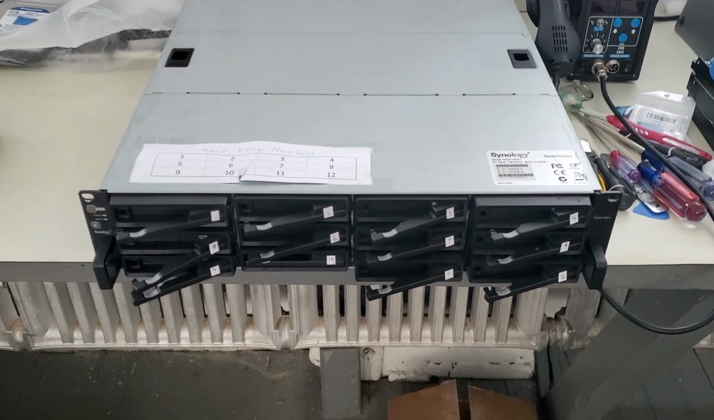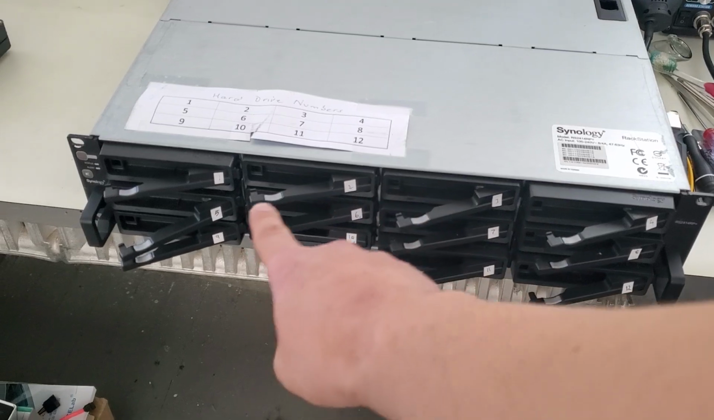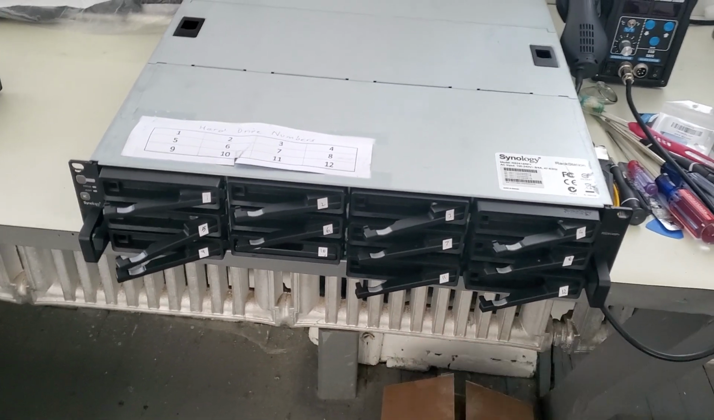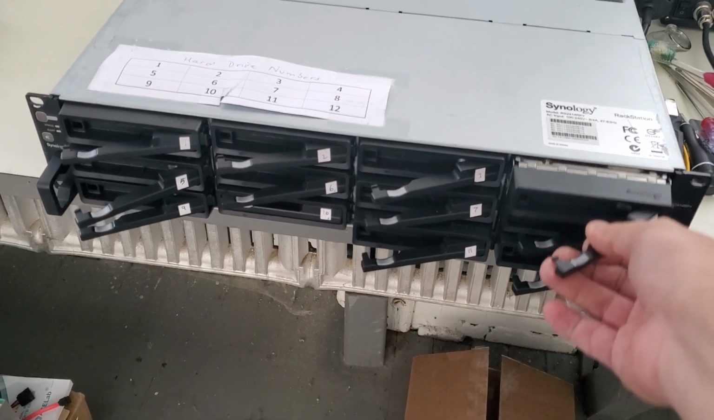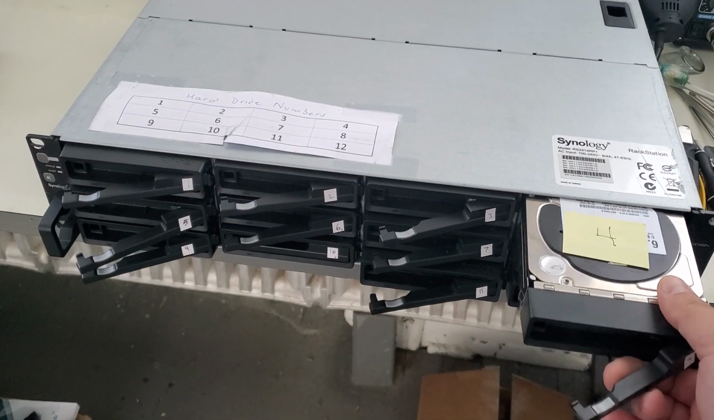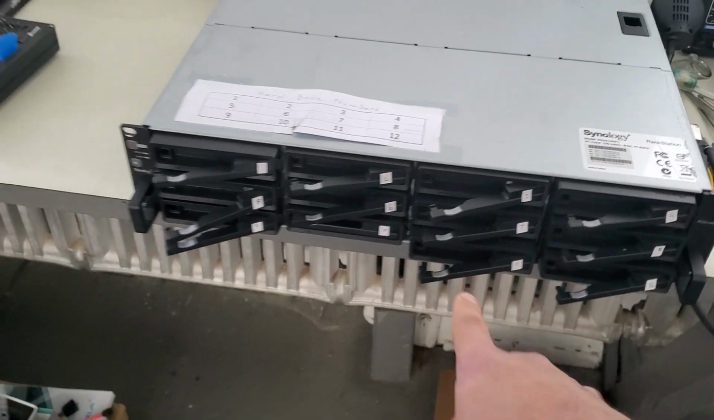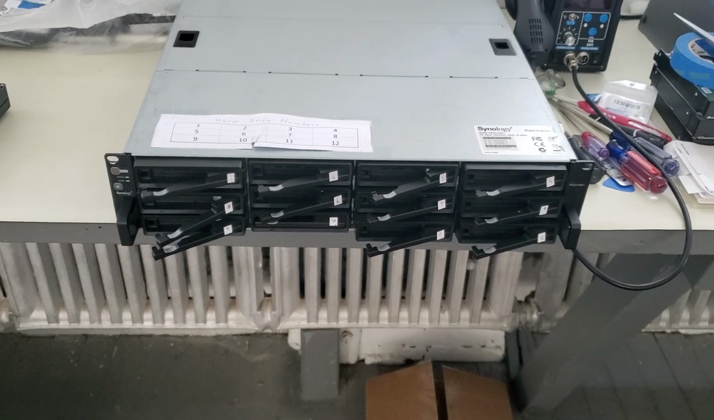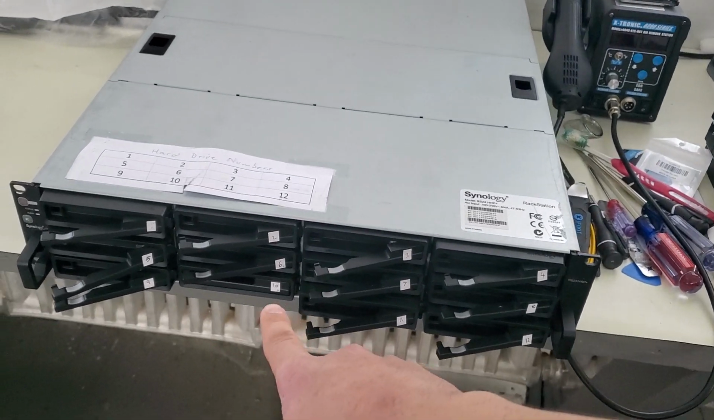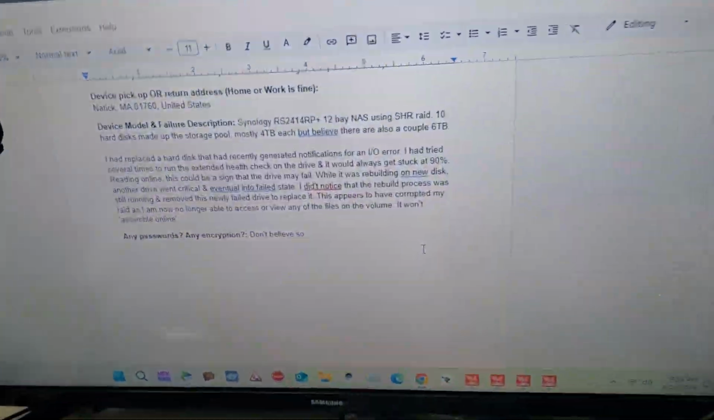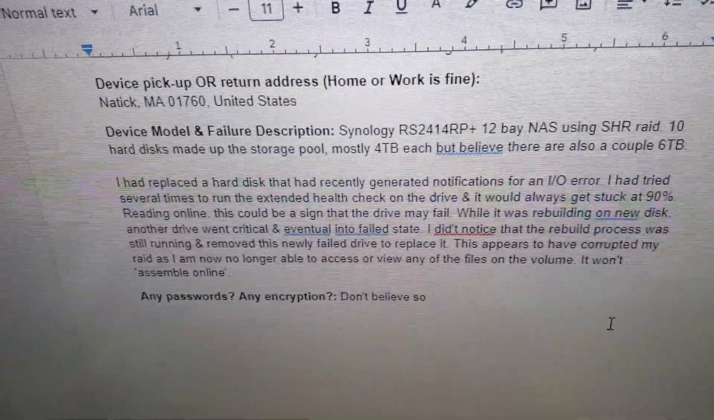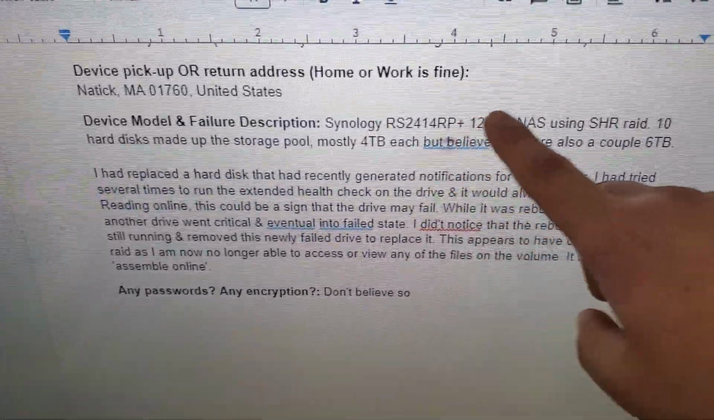Hope all is well. Today we are working on this 12-bay Synology NAS Network Attached Storage. It has 12 drives in here. Most of them are 4 terabyte drives, and one 6 terabyte drive that was used to rebuild. In the past, there was one spare. The customer is locally here in Natick, Massachusetts. They called us because they were having problems with the Synology unit.